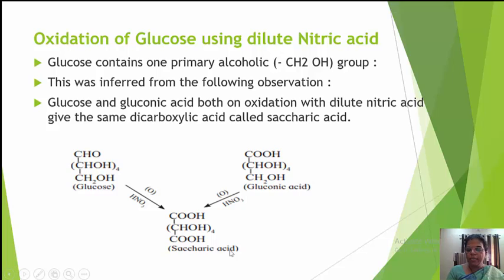From this evidence we can say that in glucose all 6 carbon atoms are in a straight chain. Then there is presence of an aldehyde group, that is CHO group, in the glucose molecule. In glucose there are 5 hydroxyl groups, and these hydroxyl groups are bonded to 5 carbon atoms separately. And glucose possesses a primary alcohol group which on oxidation gives carboxylic group. That is, when glucose undergoes oxidation in presence of dilute nitric acid, it gives saccharic acid.